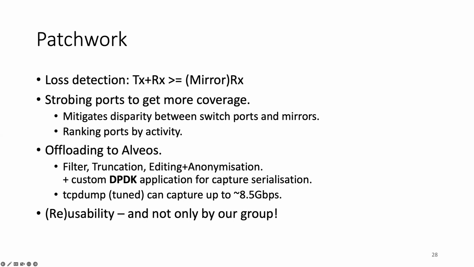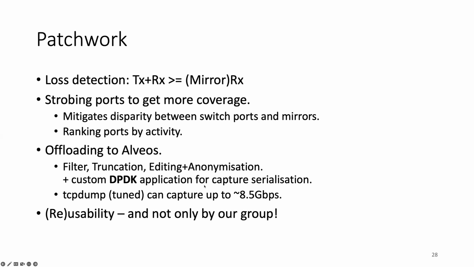Another feature is offloading to the Alveos, which are the FPGA NICs on FABRIC. This is crucial in order to be able to drive this at line rate. Patchwork can run in two modes. There's the tcpdump mode, which is part of the tuned infrastructure that we have, and we measured that this can work up to 8.5 gigs. But that's a far cry from line rates, by modern standards, certainly.